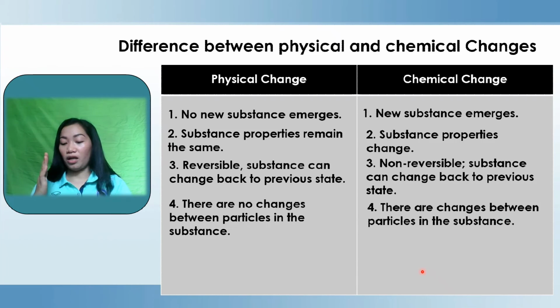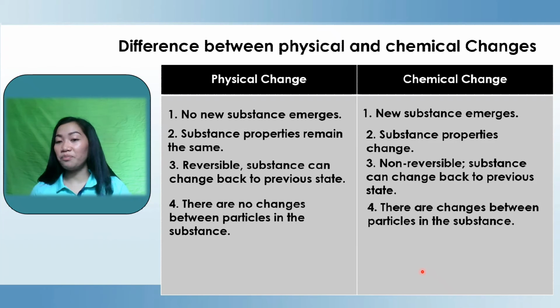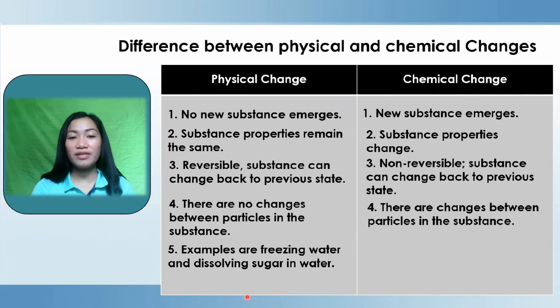If you cut the wood, it's a physical change. But if you put fire in it, meaning there is a high temperature, there is a chemical reaction. If the wood is burned, it will become ashes, so there is a new substance formed, which is the ash. Number 5, examples. A freezing water and dissolving sugar in the water. The ice cube, if it melts, will still remain as water.